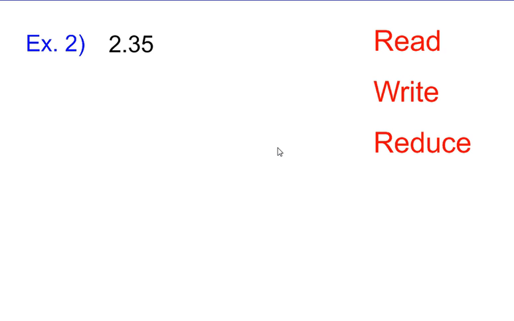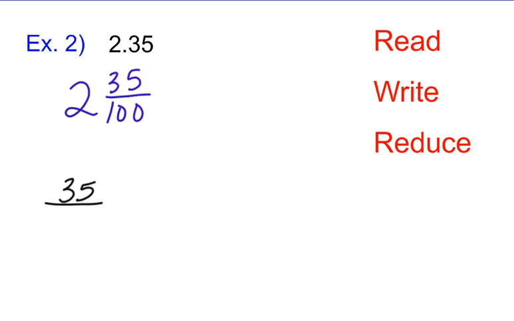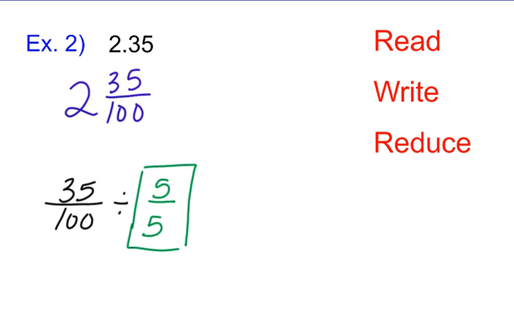Now, let's practice changing a mixed number into a fraction. So here we have 2 and 35 hundredths. I read it, now I'm going to write it, 2 and 35 hundredths. What we need to do is reduce this 35 hundredths. So I'm going to take it over here, and I'm going to think to myself, what's the largest number that goes into both 35 and 100? It's going to be 5.